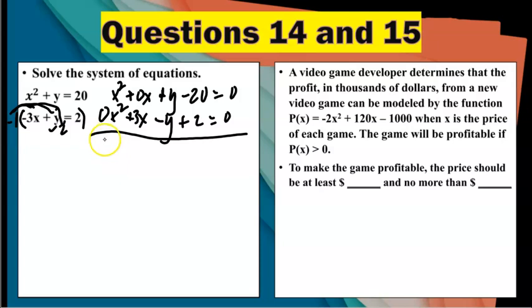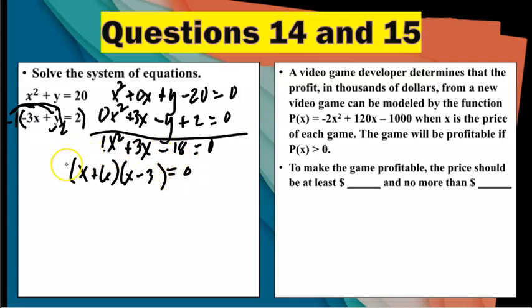When I combine like terms, I have 1x squared plus 3x minus 18 equals 0, which means I can factor this. And I know it's going to be a +6 and a -3 because -3 times 6 is -18, and 6 minus 3 gives us 3. Make each of them equal to 0. Subtract 6, add 3.